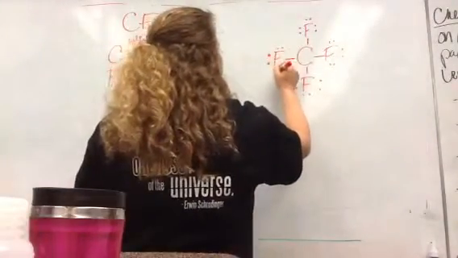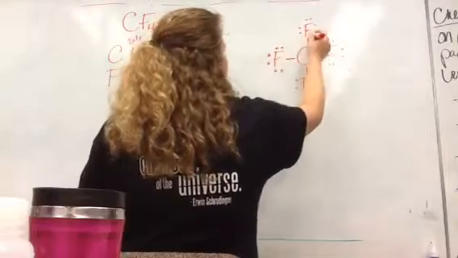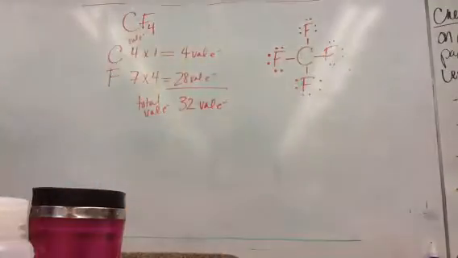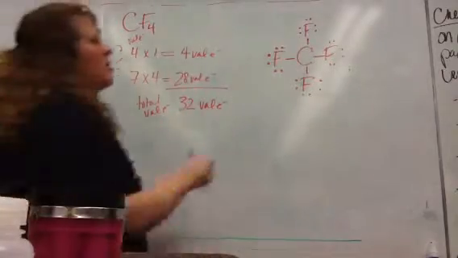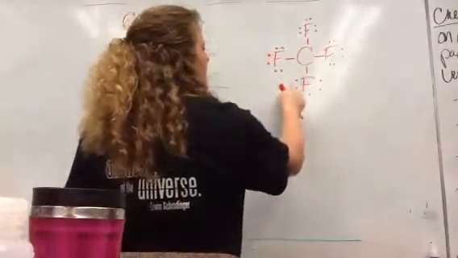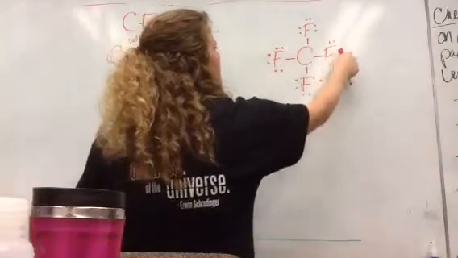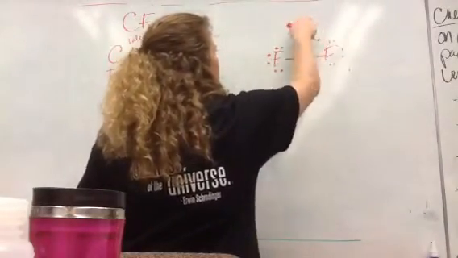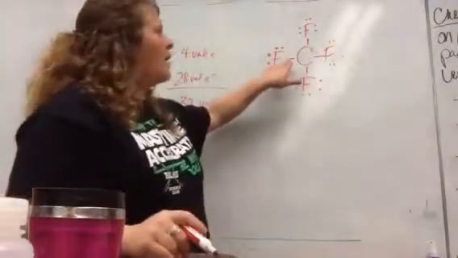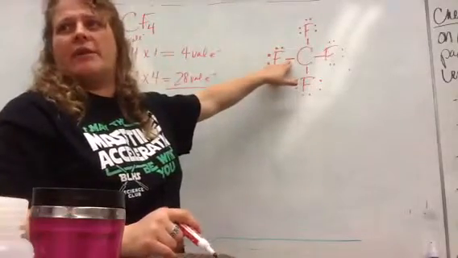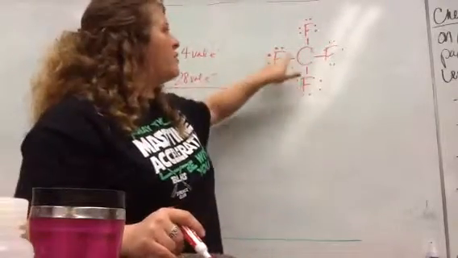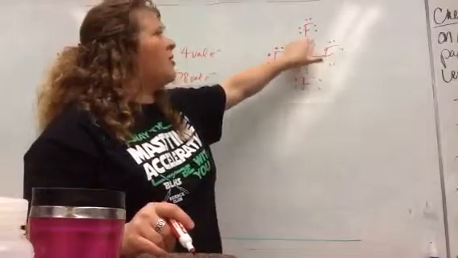Now what we need to do is count up all the valence electrons and make sure we have how many? 32. So 2, 4, 6, 8, 10, 12, 14, 16, 18, 20, 22, 24. How many electrons does this line represent? 2. So 24, 26, 28, 30, 32.